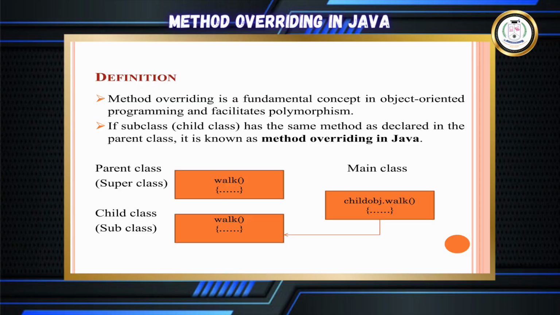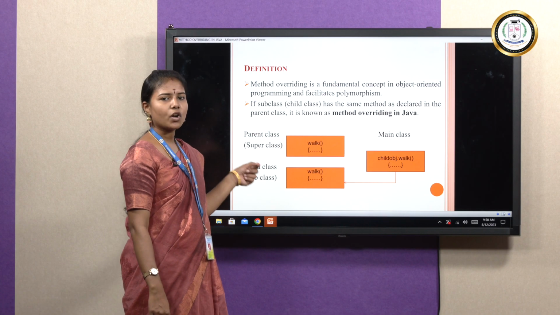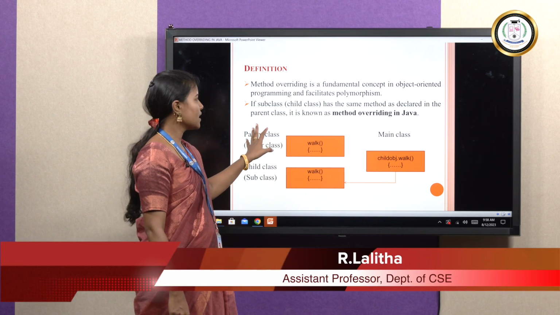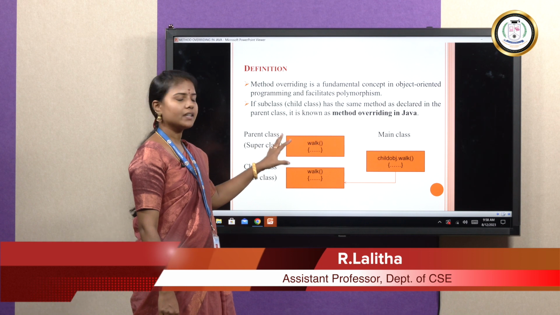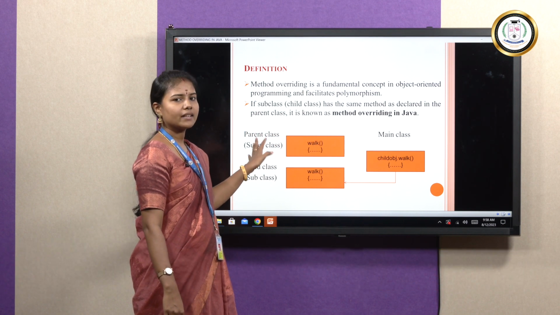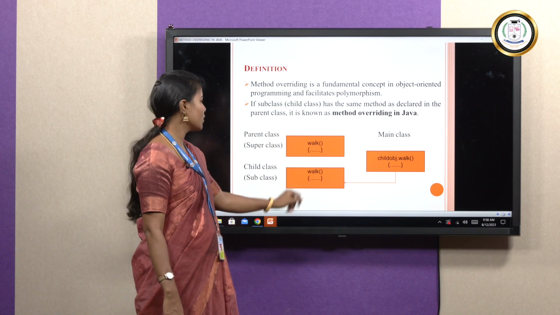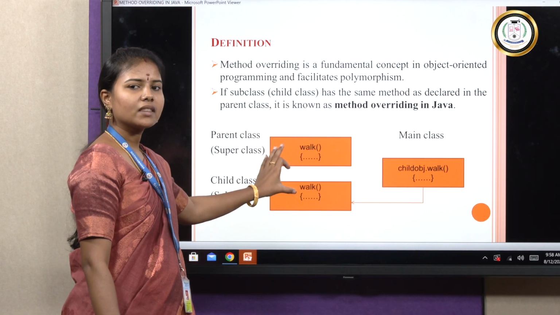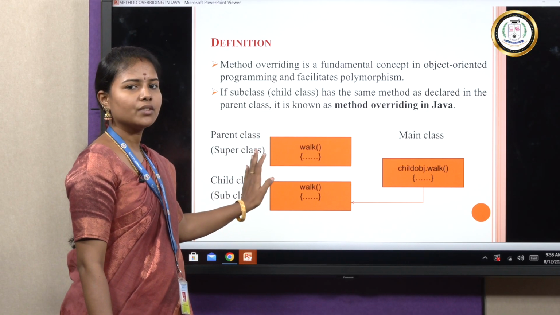So, definition. What do you mean by method overriding? It is a fundamental concept of object-oriented programming languages and also facilitates polymorphism techniques. If a child subclass has the same method as declared in the superclass or parent class, it is also known as method overriding. So here there are two classes, one is the parent class, the second one is the child class. Here the method name is the same. This is called method overriding.